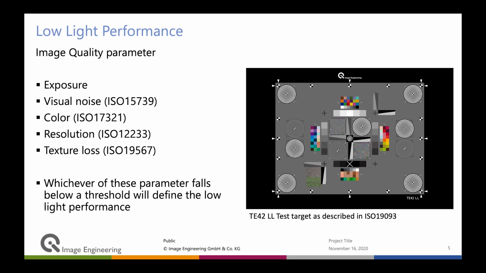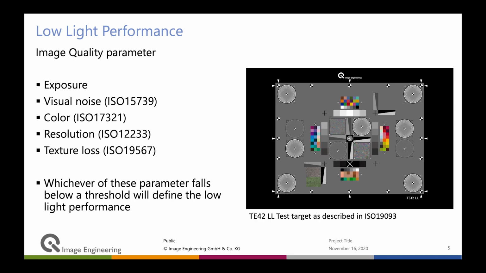So that's also checked. And then there are two aspects that involve the spatial frequency response. That is, on one side, the Siemens star method to measure resolution according to ISO 12233, and the other one is the texture loss measurement based on a dead leaves pattern according to ISO 19567. So there are different aspects of image quality, and they all need to be tested from one test target, and that is the TE42 low light.